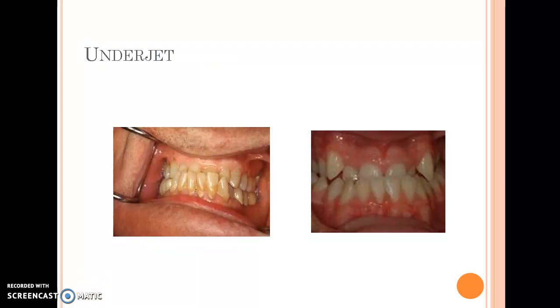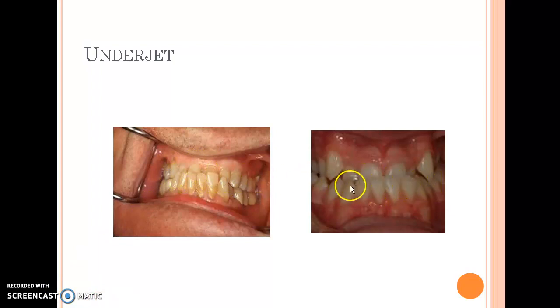Here is a condition that we call underjet. So this is where we are in a class 3 malocclusion. The lower jaw is out in front of the maxillary jaw. So that means the mandibular teeth are going to cover the maxillary teeth in the anterior. Both of these cases have it.